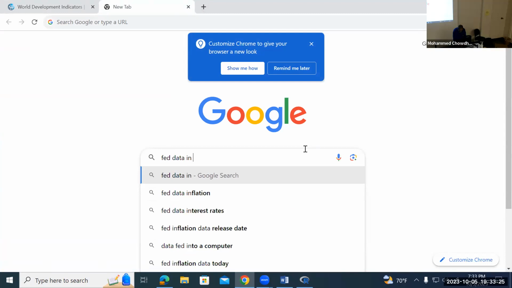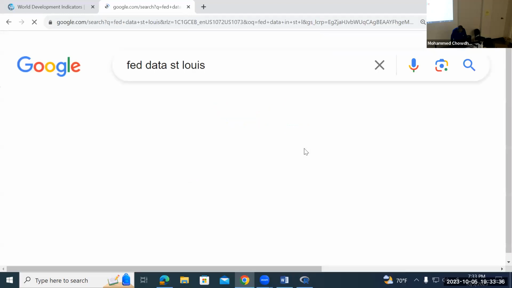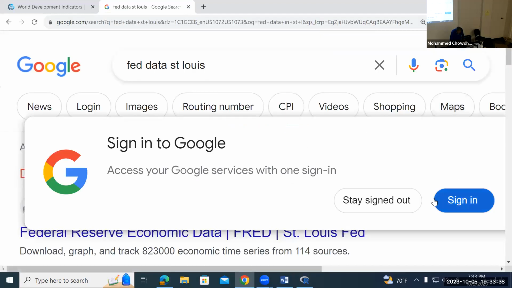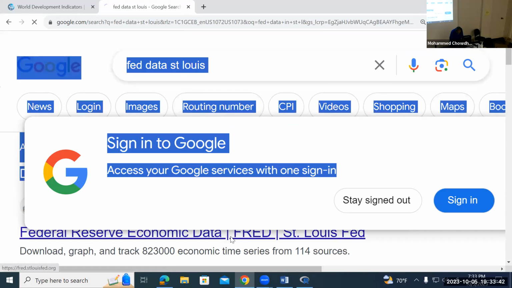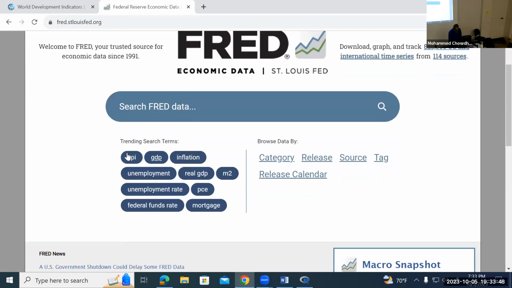FRED data, St. Louis, Missouri. Federal Reserve data. FRED data, economic research data, a lot of data like GDP, inflation, unemployment, real GDP, per capita unemployment, all of these things are in there.